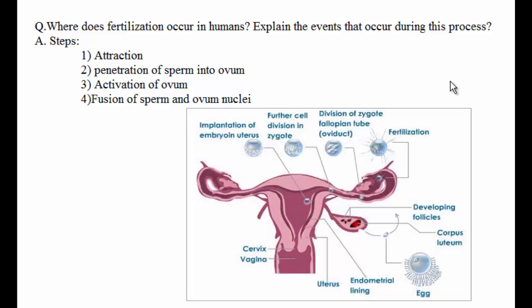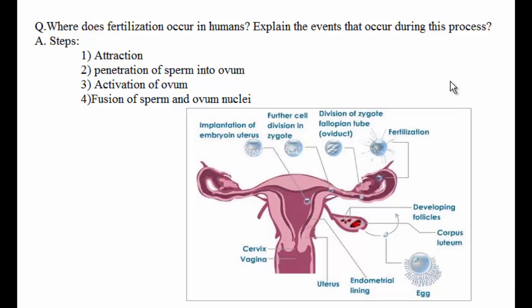During copulation, that means during intercourse, millions of sperms are inserted into the vagina of the female through the penis. The sperms swim in the fluid of the female genital tract and reach the ovum in the upper part of the fallopian tube, where fertilization takes place.